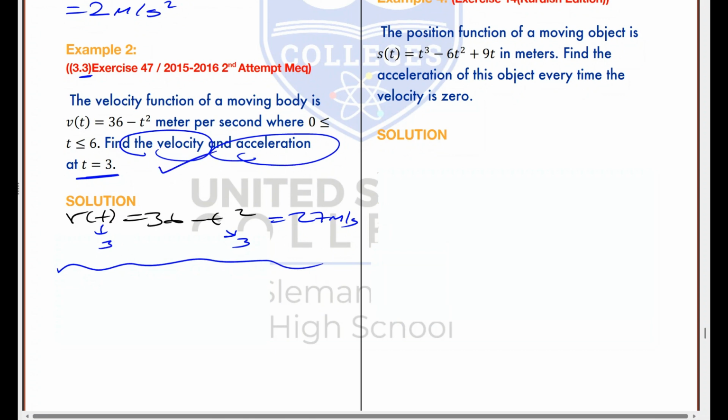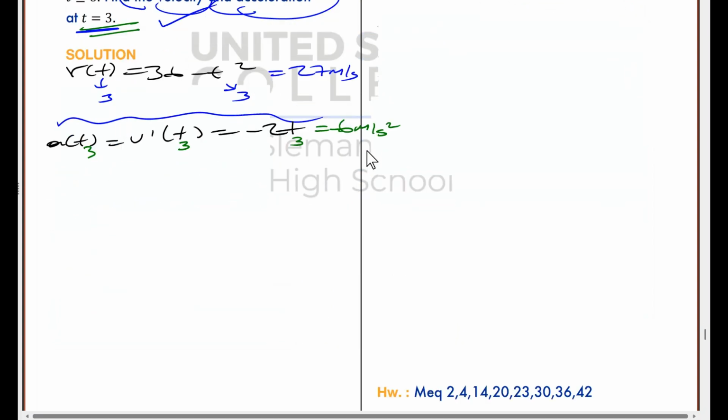What about acceleration? Acceleration means the first derivative of velocity, which is negative 2t. I got the derivative, I got my acceleration function. Now I'm going to evaluate this acceleration at t equal to 3. So negative 2 by 3, negative 6 meters per second squared will give us the acceleration.